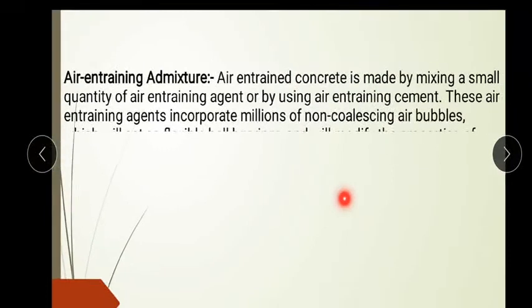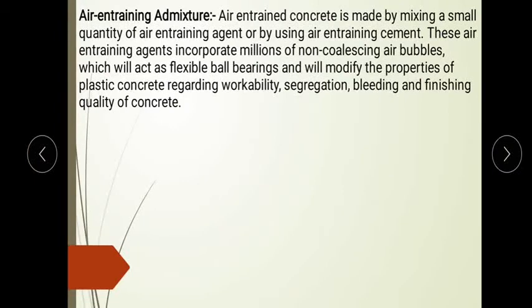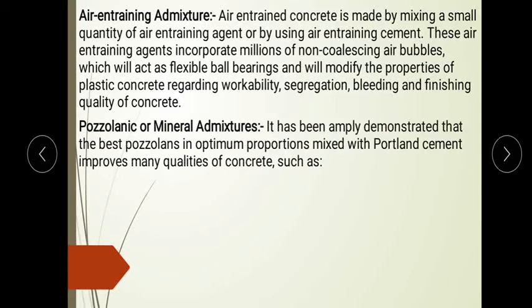So the next one is the air entraining agent. By using a small amount of chemicals, they act as flexible ball bearings, so we can use a small amount of ingredients like alumina. Definitely we get a few air bubbles formed in the concrete, and then we can increase the flowability of the concrete.